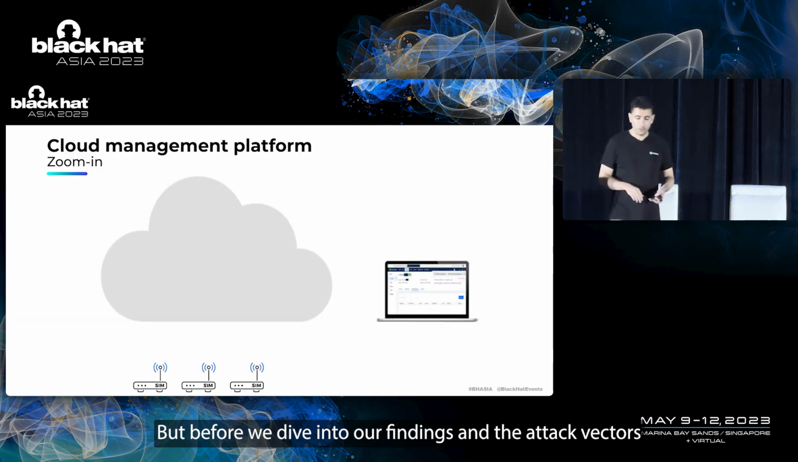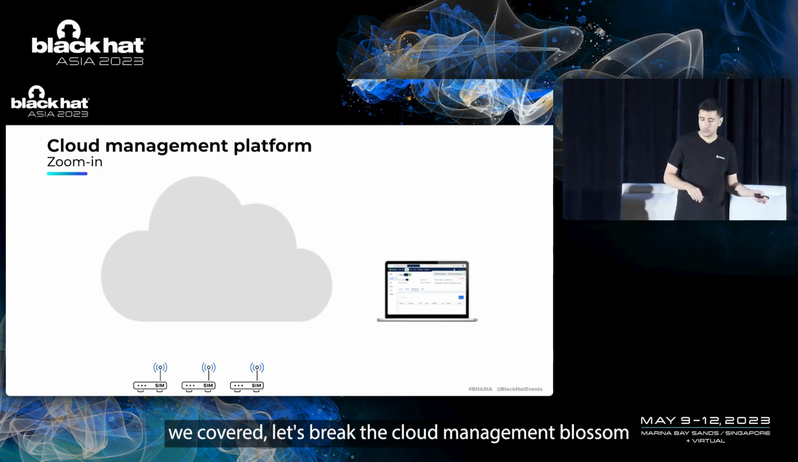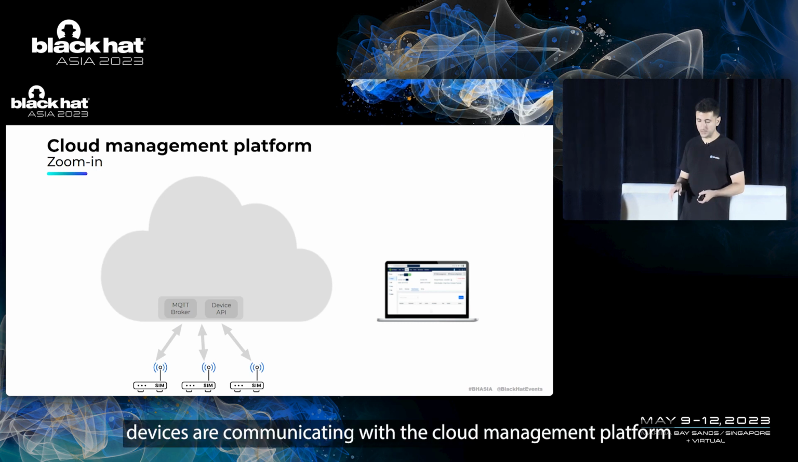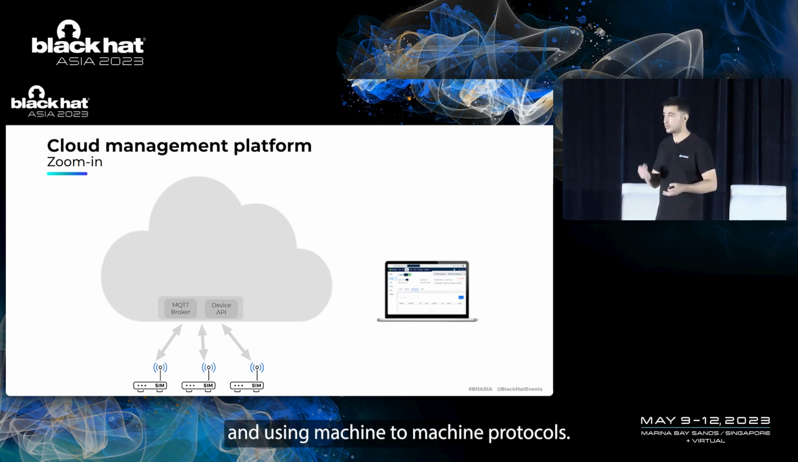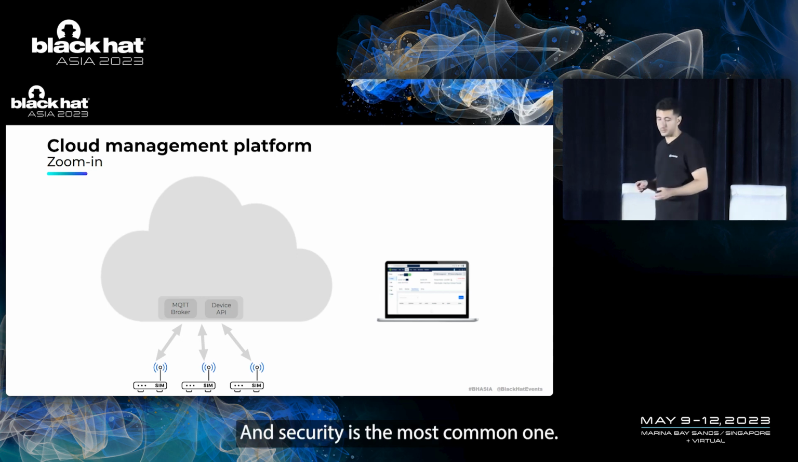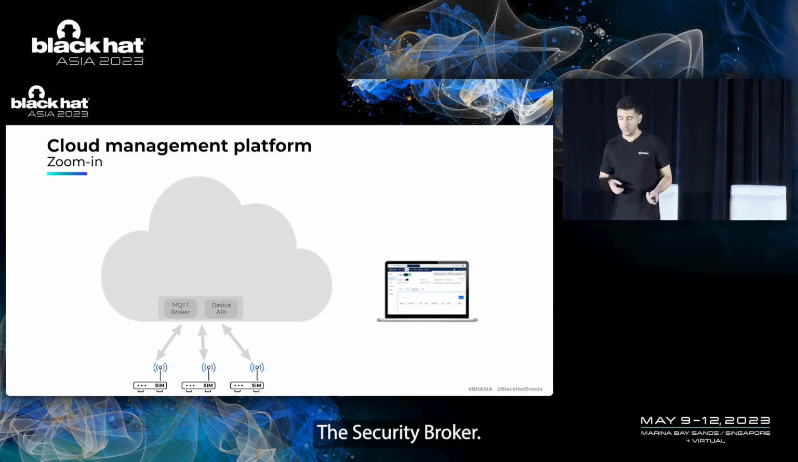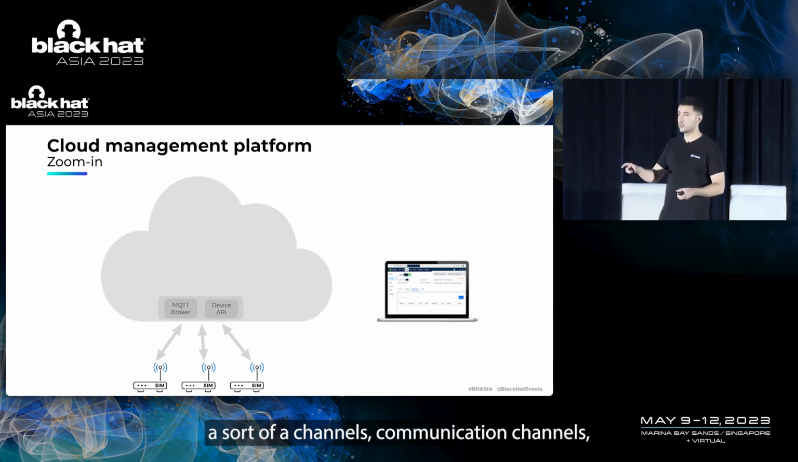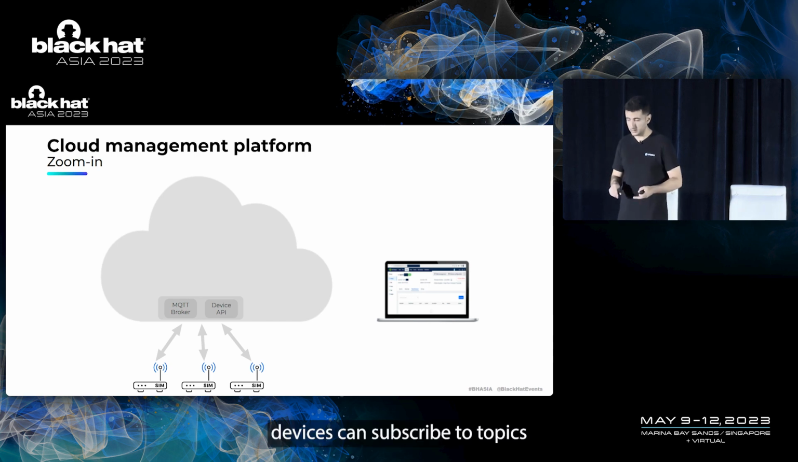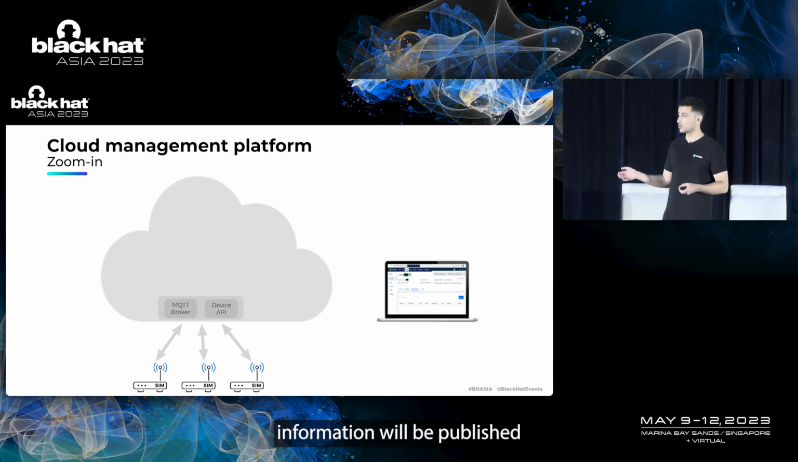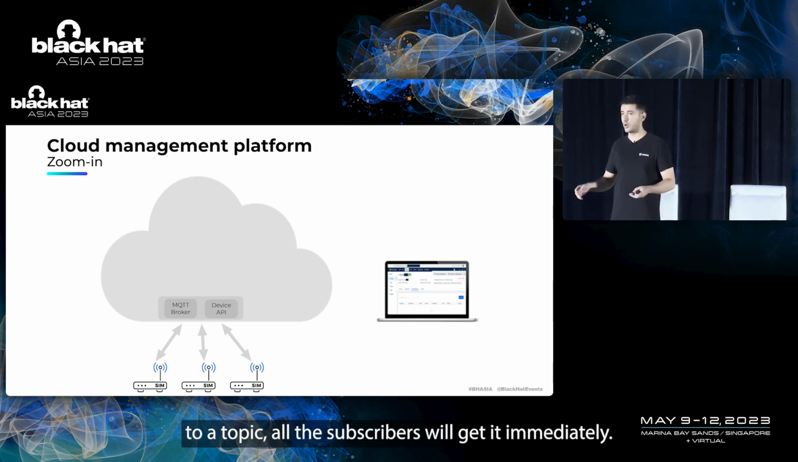But before we dive into our findings and the attack vectors we covered, let's break the cloud management platform into components in order to understand it better. So the devices communicate with the cloud management platform using machine-to-machine protocols. MQTT is the most common one. MQTT is a publish-subscribe protocol. The MQTT broker holds the topics, a sort of communication channels. Devices can subscribe to topics, and once information is published to a topic, all the subscribers will get it immediately.